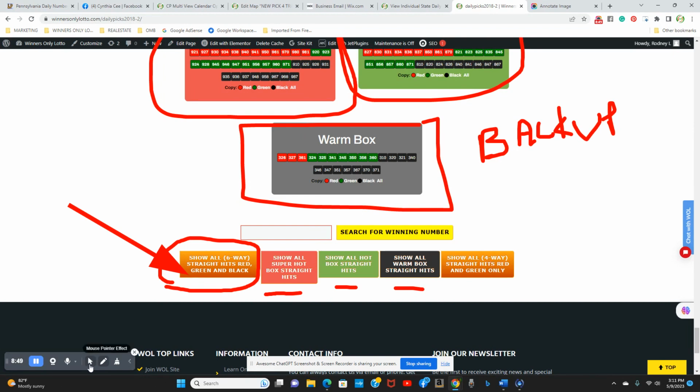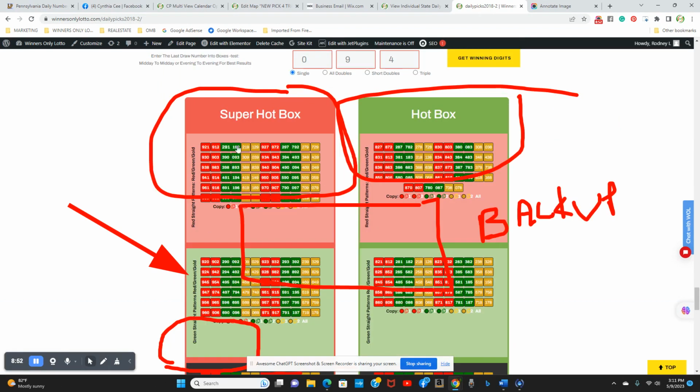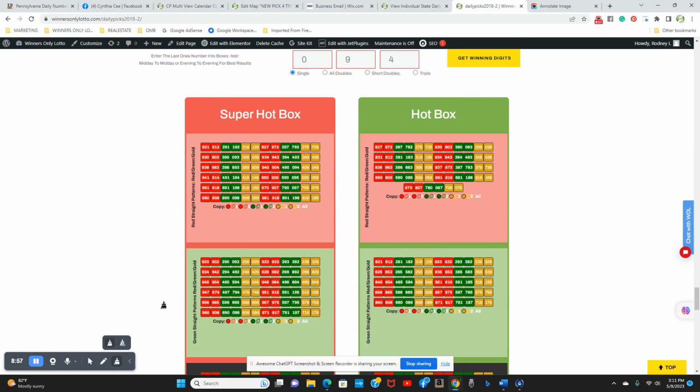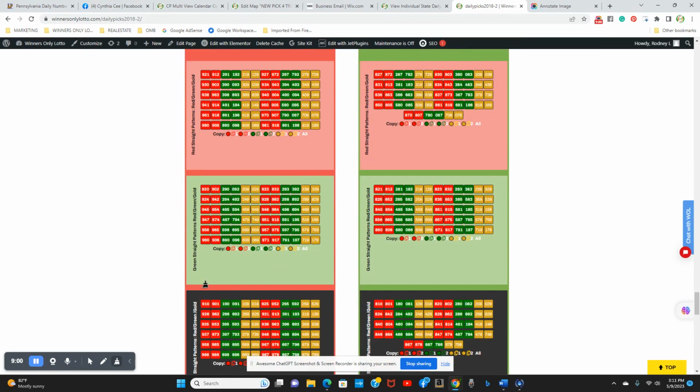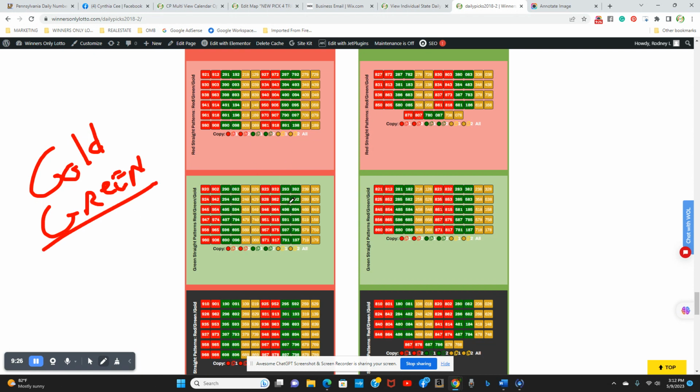Now watch this. Click this. Now I'm looking at all straight combinations. Let's clean some of this up. Get rid of all of that. So my pattern for the straight play was what? Gold and green. Remember? Gold and green. Gold and green was my straight pattern plays.